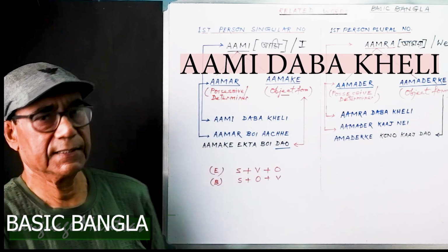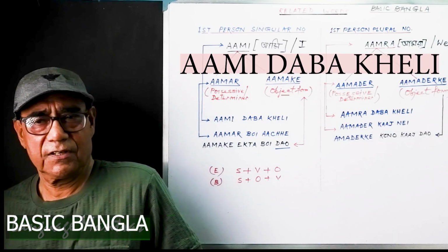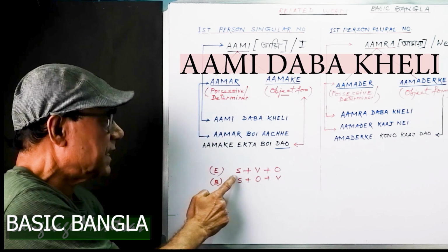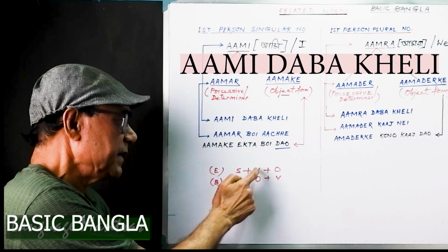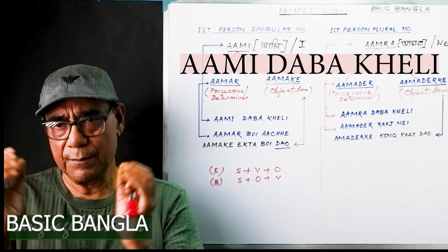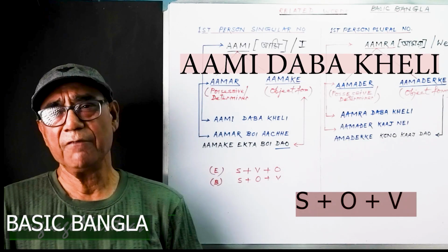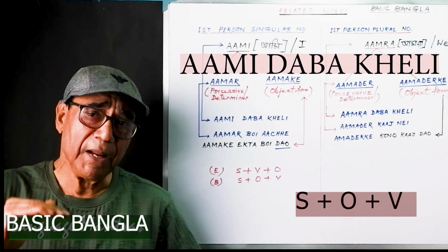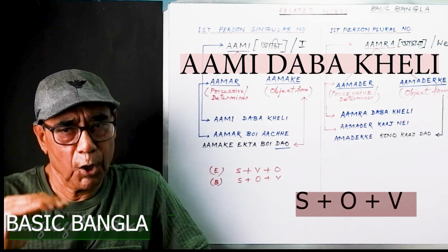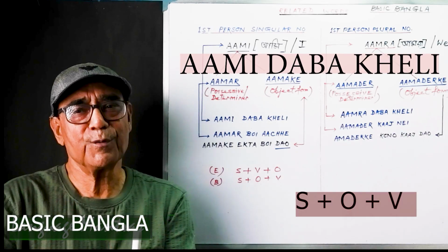Aami daba kheli means I play chess. But one interesting thing is this. In English, subject comes first, and then we have verb, and then object. But in Bengali, this is something very different. Subject comes first, and then object, and finally we have verb. When I say I play football, Aami football kheli. In English terms, it becomes I football play.